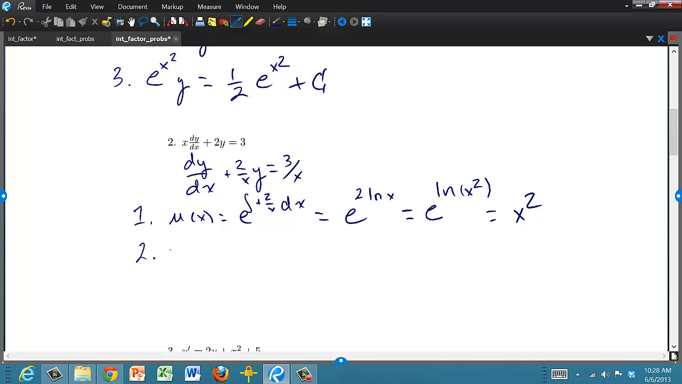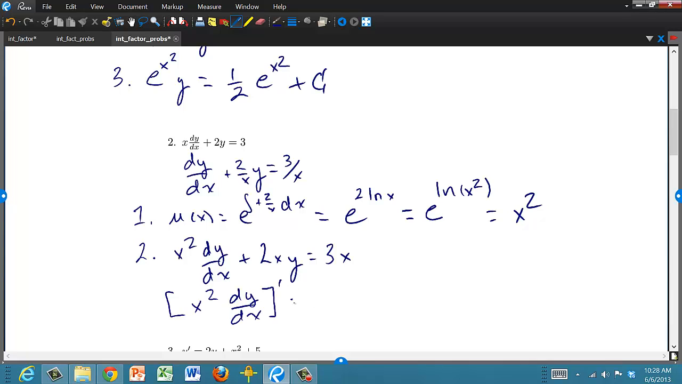Step 2, you should multiply everything by your integrating factor. You'll get x squared dy/dx plus 2xy equals 3x. On the left-hand side, if you check, this is really the derivative of x squared y. And on the right-hand side, you have 3x.